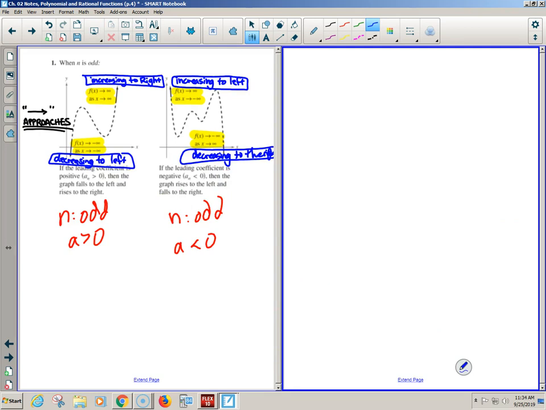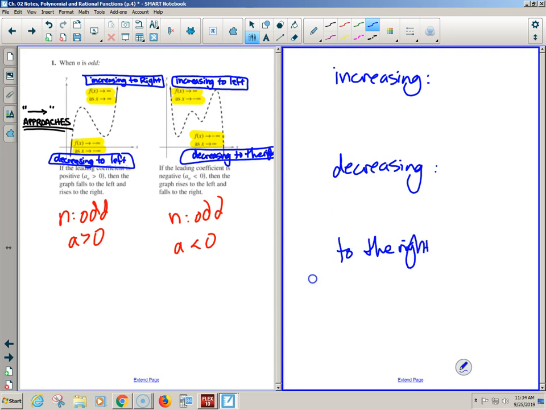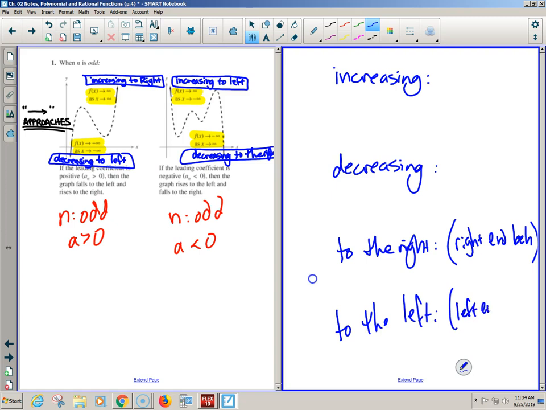If I'm talking about a graph increasing, if I'm talking about the graph decreasing, if I'm trying to explain that it's to the right, which would also be the right end behavior, that's another way of saying it, or to the left. There are things that you're just going to use for these phrases. And that'd be the left end behavior.